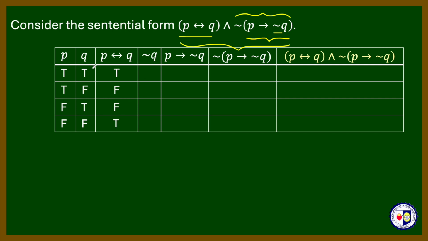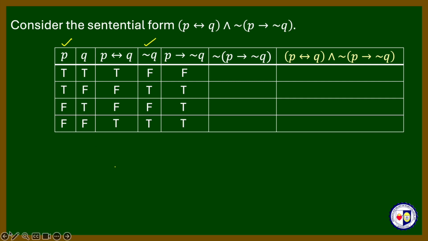Not Q, exact opposite of this column. FT, FT. P implies not Q. So let's have this one and this one. T implies F is F. T implies T is T. F implies F, T. F implies T, T. Next, let us negate this column. Okay. Negate. TF, F, F.